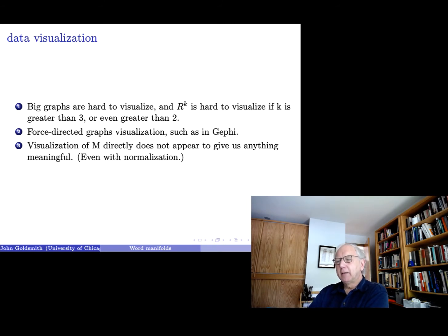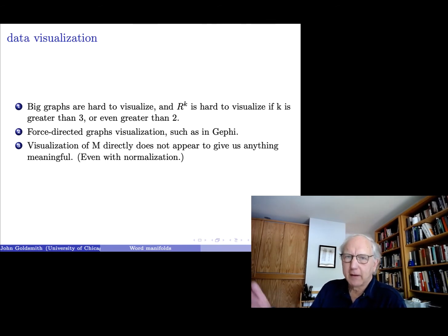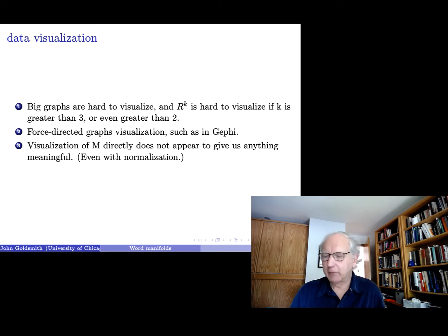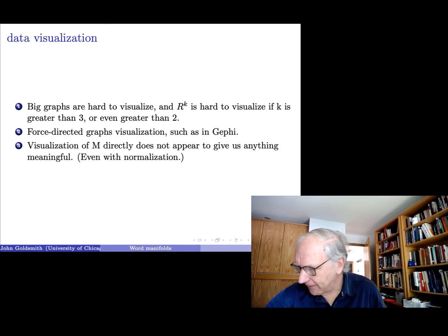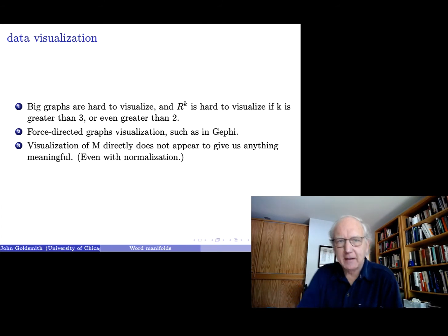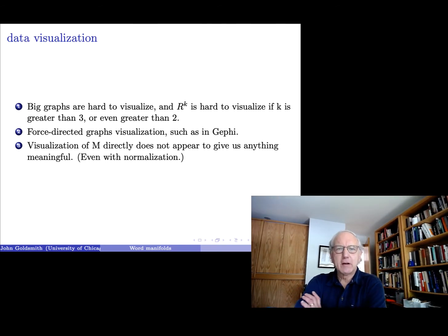Now my results were that visualization of M directly didn't seem to give us anything meaningful, even with normalization. I'll talk just a little bit about normalization later on, but basically what I mean by normalization is taking into account the fact that some words, like the, to, and, and my, have a very high frequency, whereas most words in a corpus have low frequency. Even normalizing, it is difficult to get a useful visualization of this information that we've got so far.